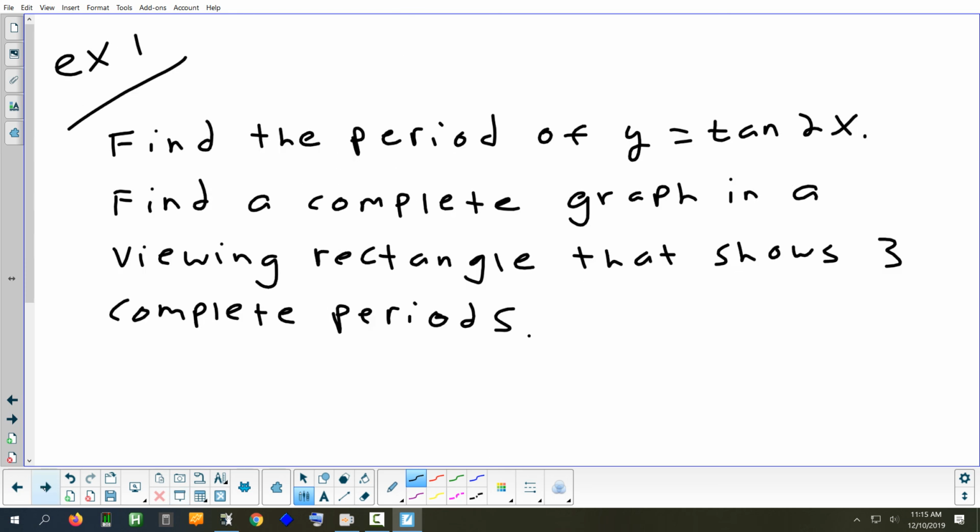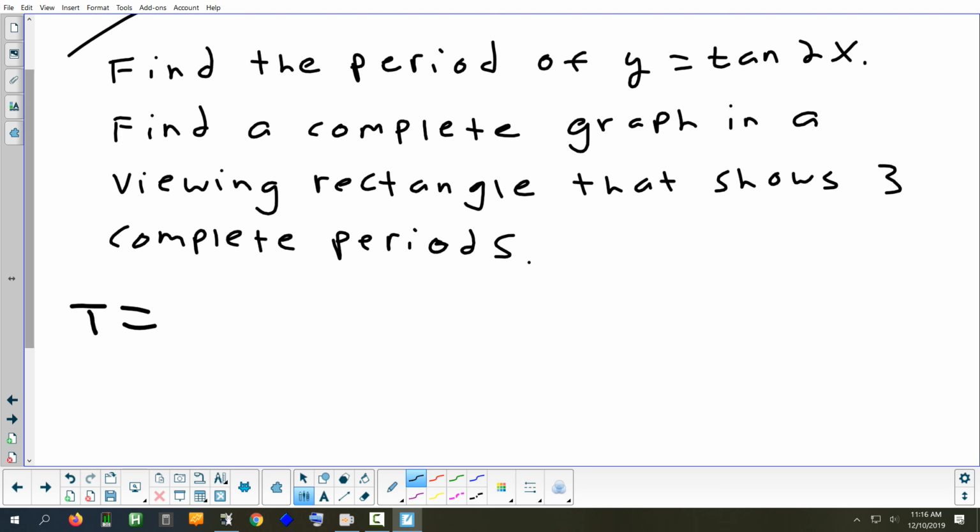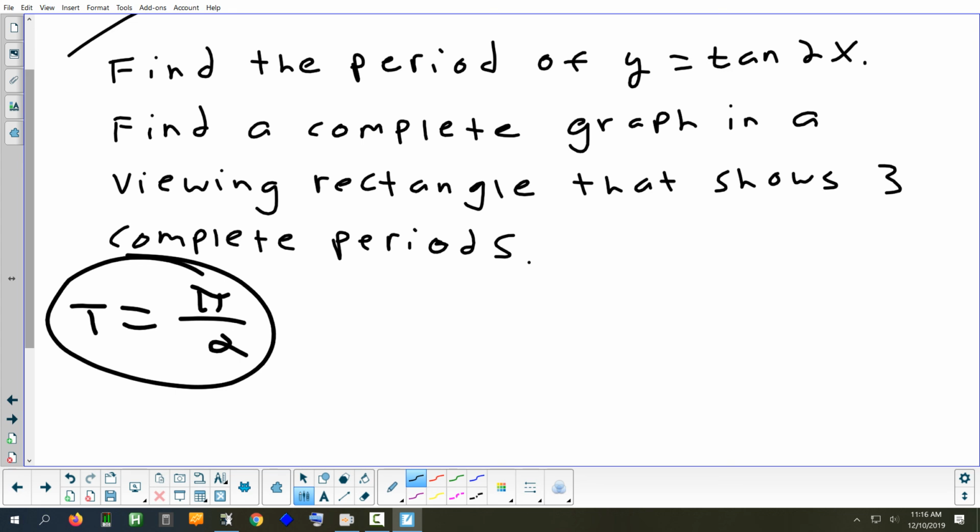All right, so let's look at this one. It says find the period, and find a complete graph that shows 3 full cycles. So not something you have to do by hand. This is a calculator thing, except the first part, y equals tan 2x. What's the formula to find the period of tangent or cotangent? It's pi over b, which in this case is pi over 2.